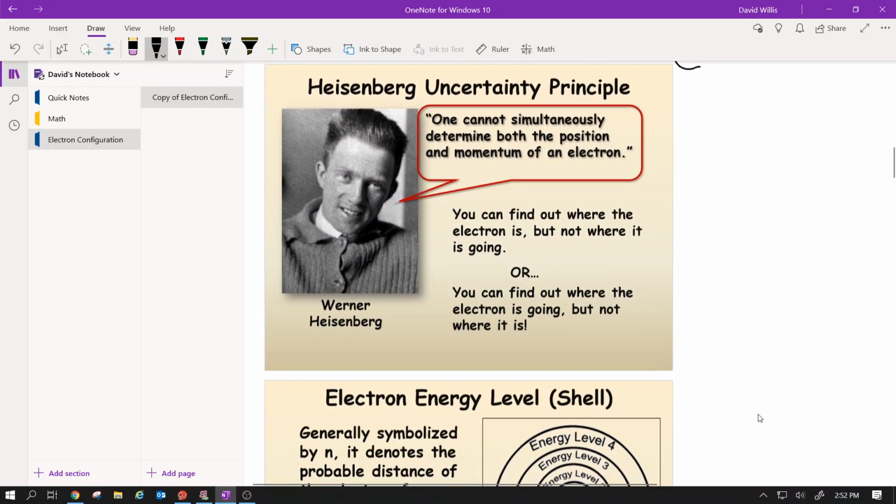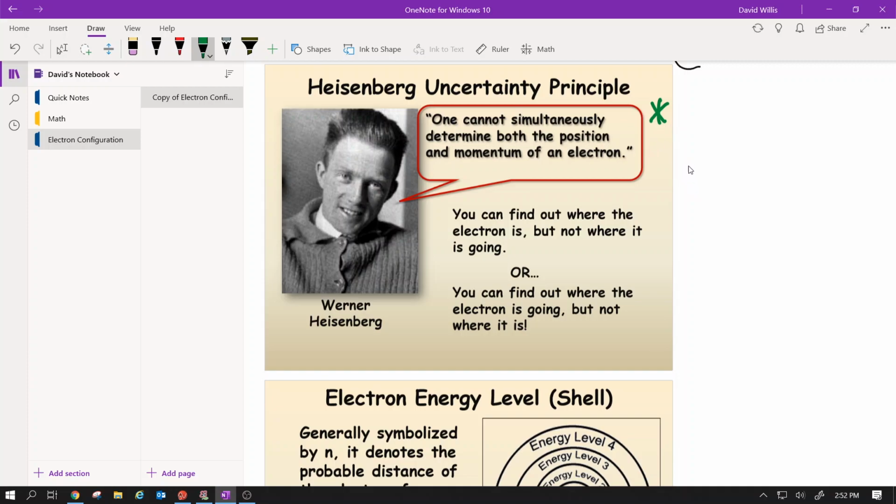Let's talk just for a moment about the Heisenberg uncertainty principle. The only thing that I really would like for you to know about this is that you cannot know both the position and the momentum of an electron. Okay? So let's go back to our green. You cannot know both the position and the momentum of the electron.